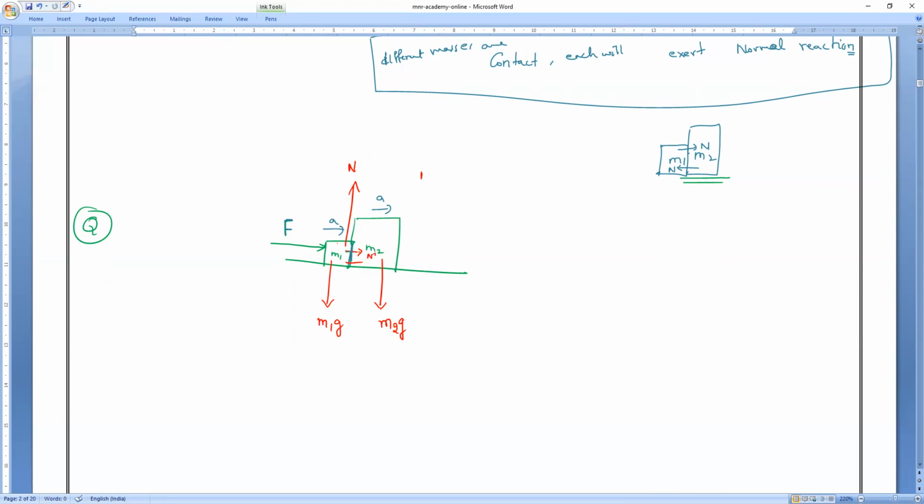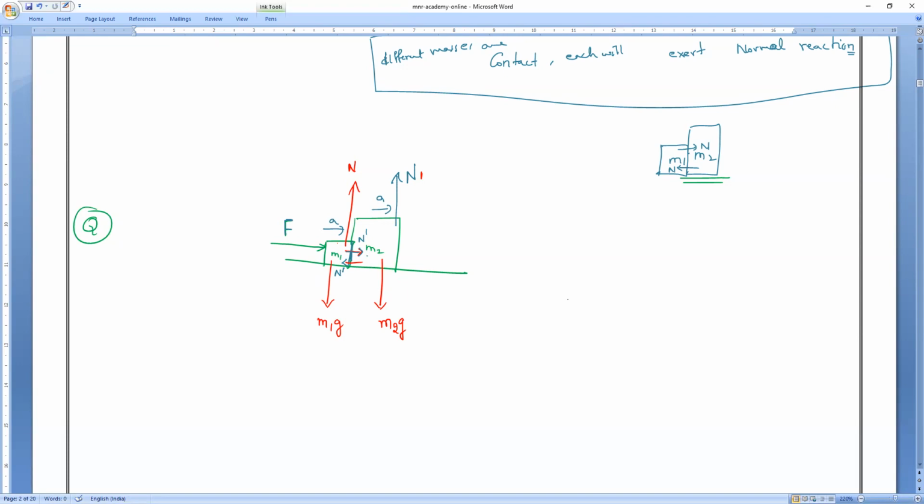The force which is exerted here is actually N dash. And the force exerted on this also, we take as N dash. This is N1 and this is N dash. Be very careful.